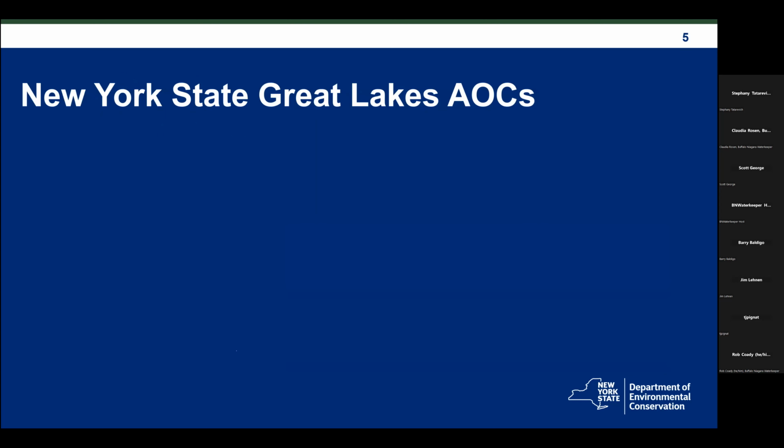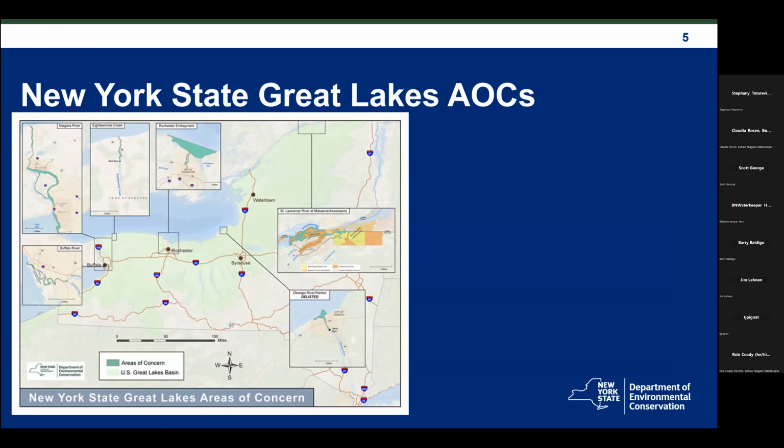So focusing on New York State, we have 6 AOCs in New York. Going from west to east, we have the Buffalo River, the Niagara River, 18 Mile Creek, the Rochester Embayment, Oswego River, which was delisted in 2006, and the St. Lawrence River.